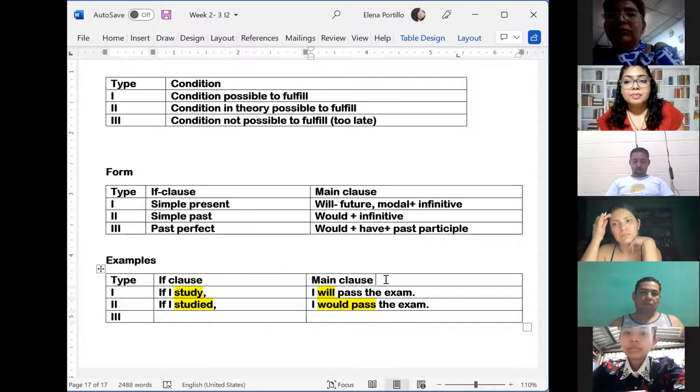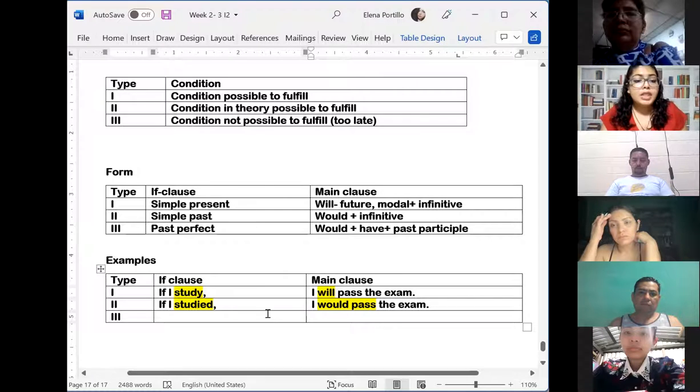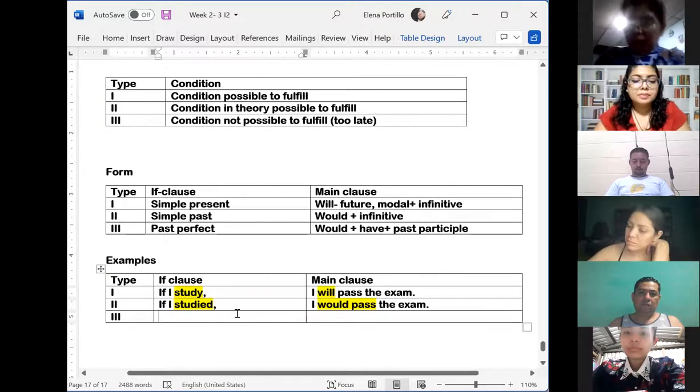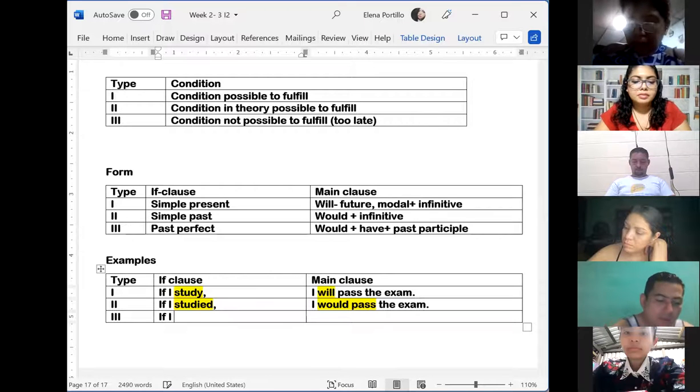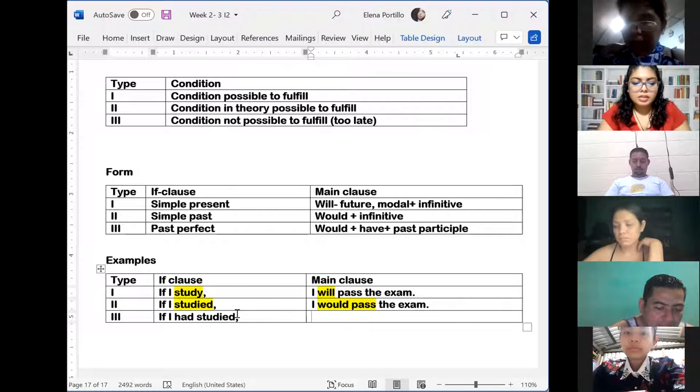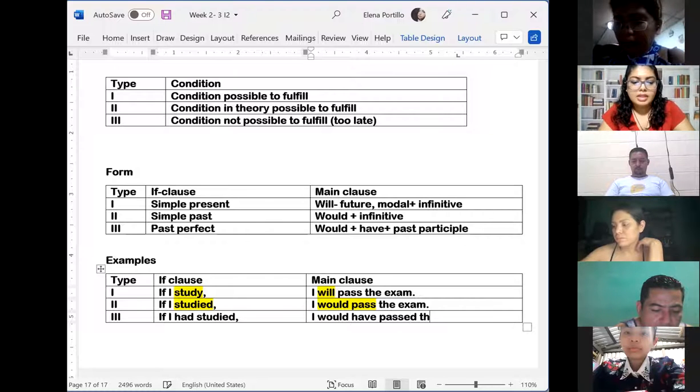If I study. But in this case, I did not study for the exam. But in theory, it's possible to fulfill. Number three: if I had studied, I would have passed the exam.